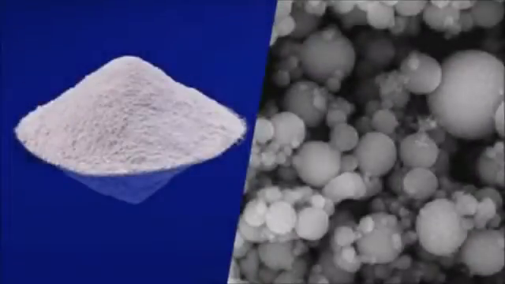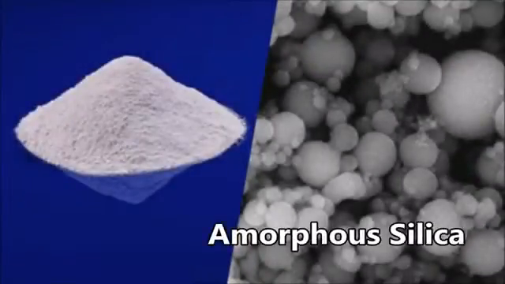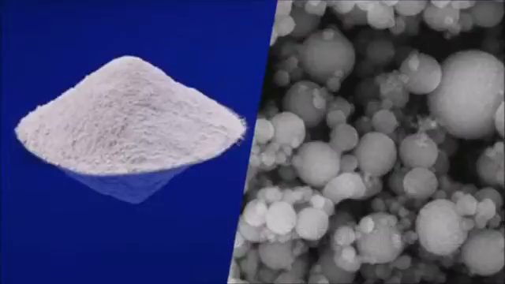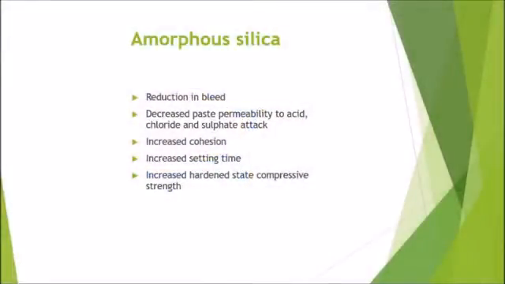Amorphous silica. Amorphous silica is an industrial product collected from the refining of silicon metal as condensed silica fume. These silica particles are submicron in size and spherical in shape, forming a very fine powder or slurry when mixed with water. In practice, amorphous silica is commonly used in conjunction with fly ash and slag, acting as a fine filler. Some of its effects on the properties of concrete include reduction in bleed, decreased paste permeability to acid, chloride, and sulfate attack, increased cohesion, increased setting time, and increased hardened state compressive strength.